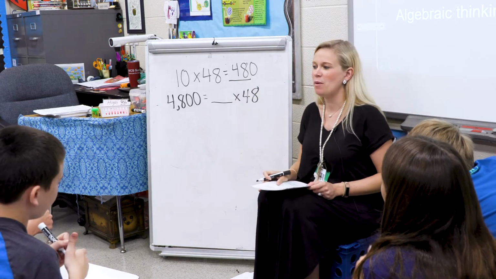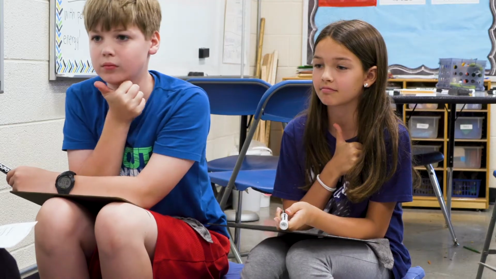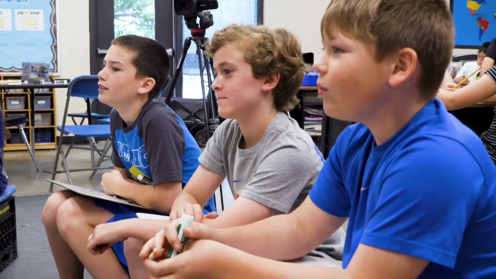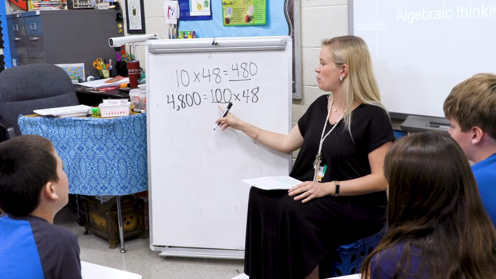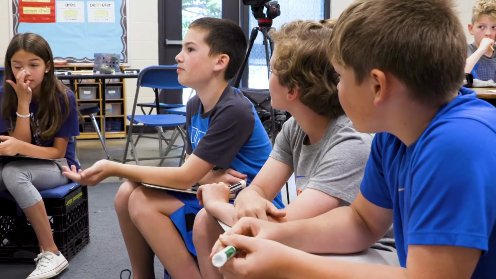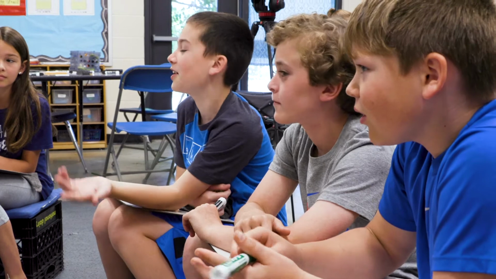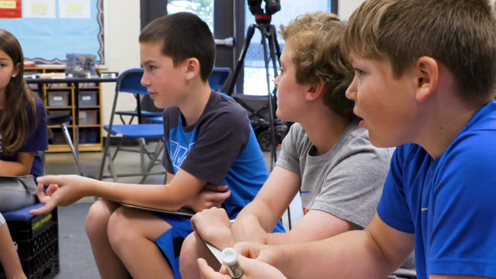Okay, what would go in my blank? What is the missing value? Carter, what do you think? 100. Okay, 100. Did anyone have any different answers? Okay, who could support 100? Matthew? Yeah, if you multiply anything times 100, you just multiply 48 times 1 and then add 2 zeros.